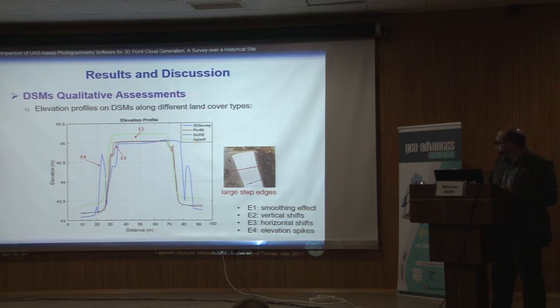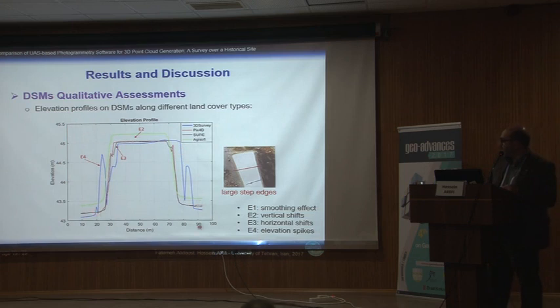And finally we divided the error into 4 types. E1 is smoothing effect, E2 vertical shift, E3 horizontal shift, E4 elevation spike. We see that, for example, here the green one, which belongs to Agisoft, has always a bit of bias, a bit of shift compared to the other ones. But horizontally, I mean, Agisoft, Pix4D, and Shore are closer to each other, but 3D survey is a bit larger. And we see some spike here, E4.